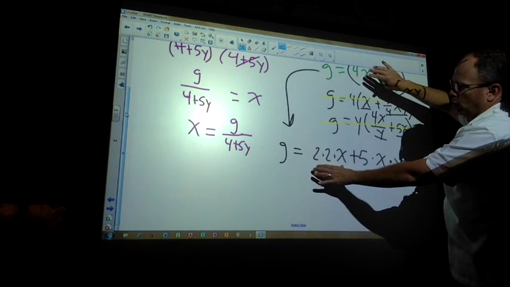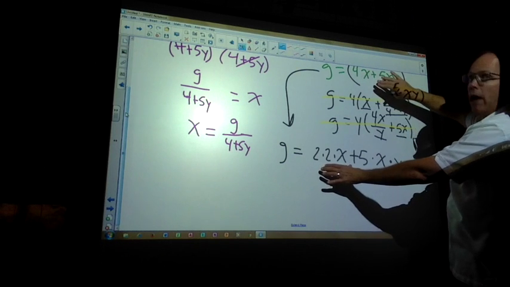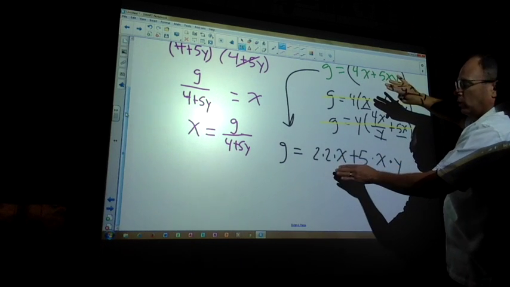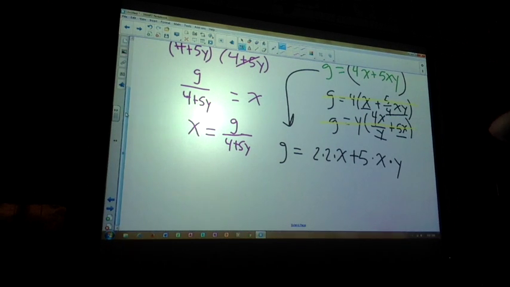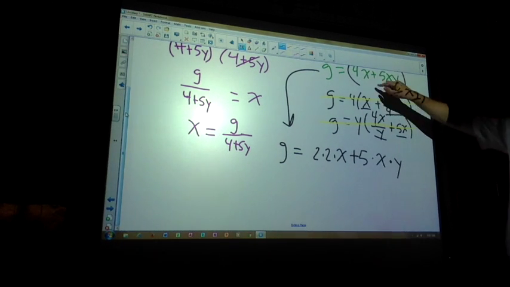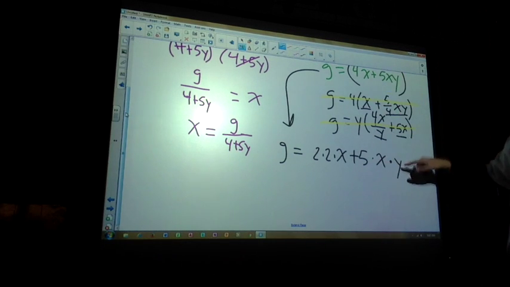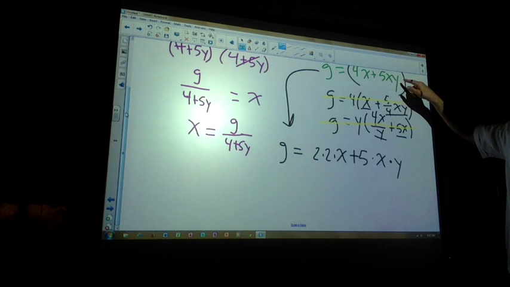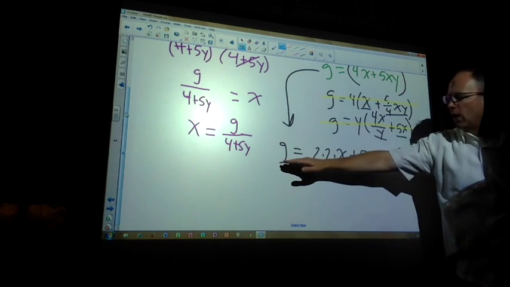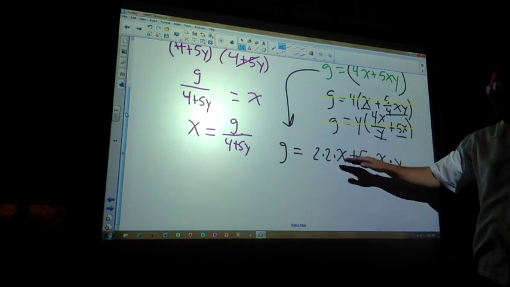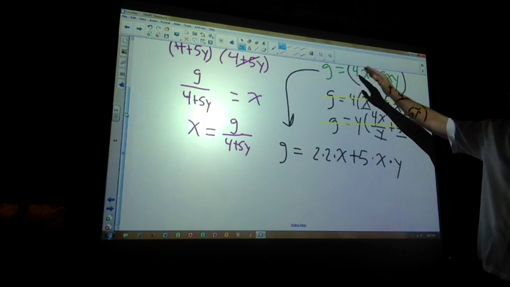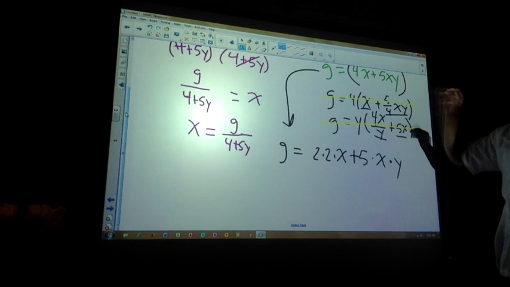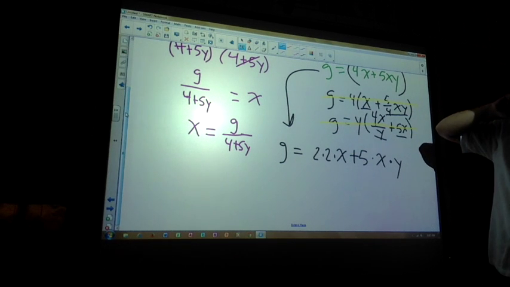How is 2 times x the same as 4x? 2 times 2 is 4. 4 times x is 4x. Yes? Now, I can't really break 5 down. 5 is just a prime number. So 5 times x times y is 5xy. So does everyone feel comfortable that g equals 2 times x plus 5 times x times y is the same thing as g equals 4x plus 5xy? Does that make sense?